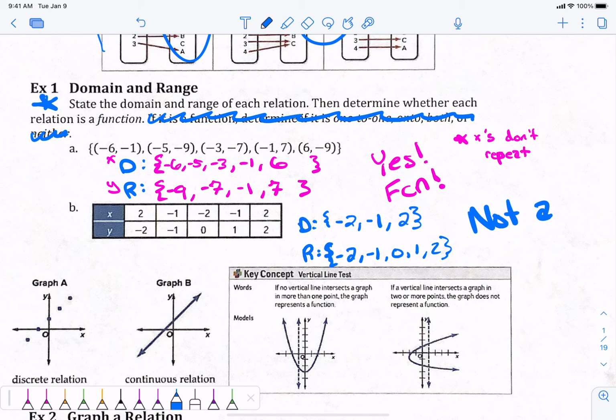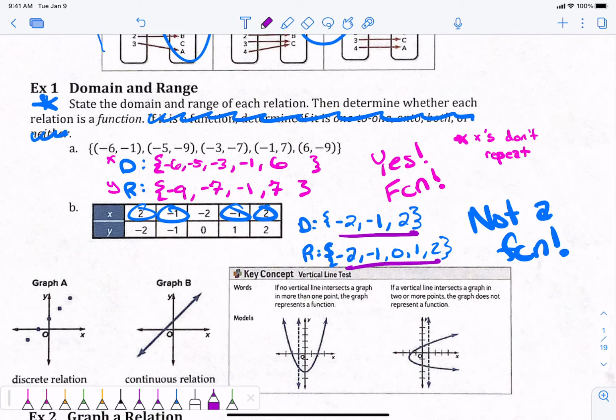Not a function. How come? Because 2 repeats and the -1 repeats. So it's doubly not a function, right? No way. It will always be the case that if you have fewer elements in your domain than you do in your range, it will not be a function.